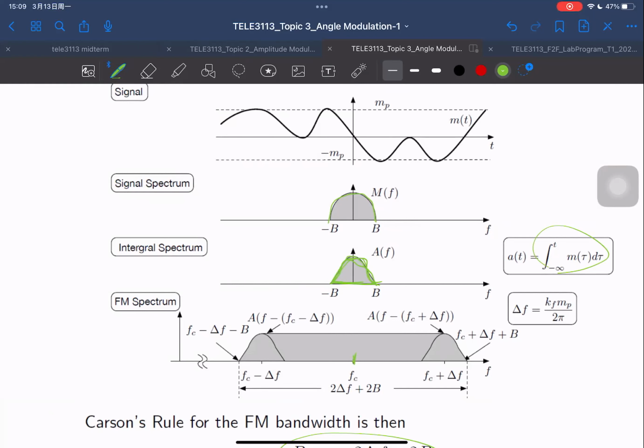Is that cool? So this is what the bandwidth will look like. Especially if the question says you're going to use frequency modulation, you're going to need to know the bandwidth for that. You have to look at the delta F and the beta. Yes, cool.